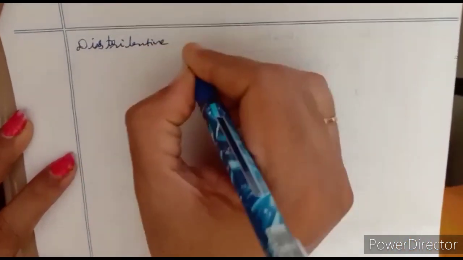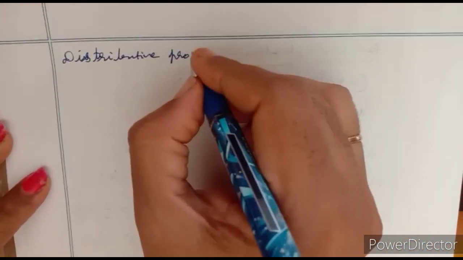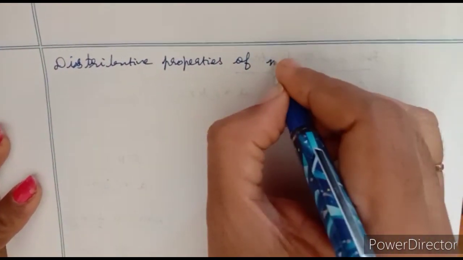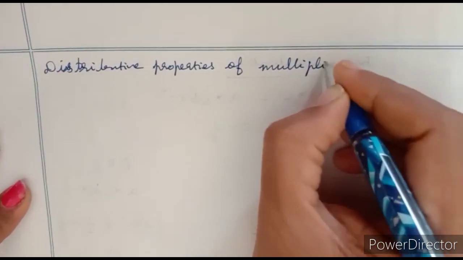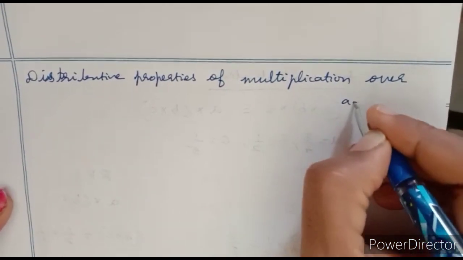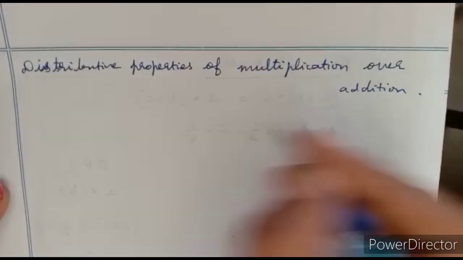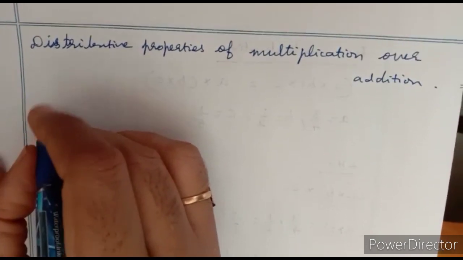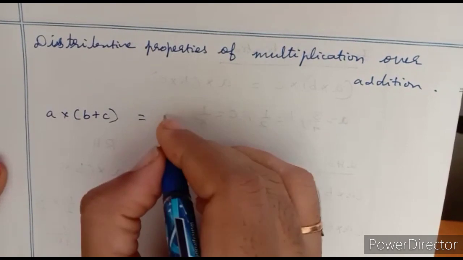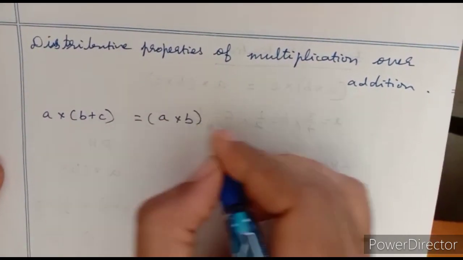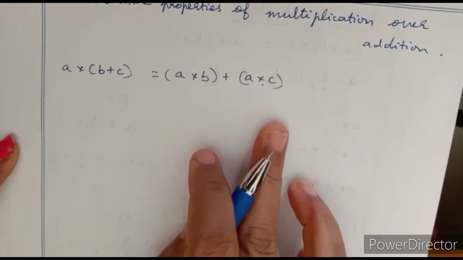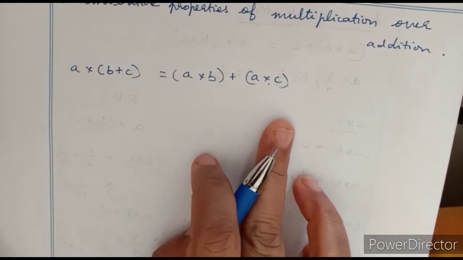Distributive properties of multiplication over addition. So for any three rational numbers, a into b plus c is equal to a into b plus a into c. We can verify this distributive property in the next class.